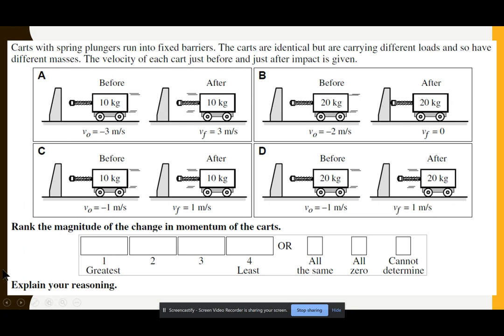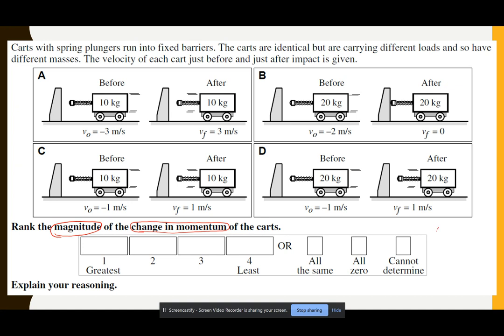So cars with spring plungers run into fixed barriers. The cars are identical but are carrying different loads and have different masses. The velocity of each car just before and just after impact is given. Rank again, we have the magnitude, so does direction matter? No. Change in momentum of the carts.